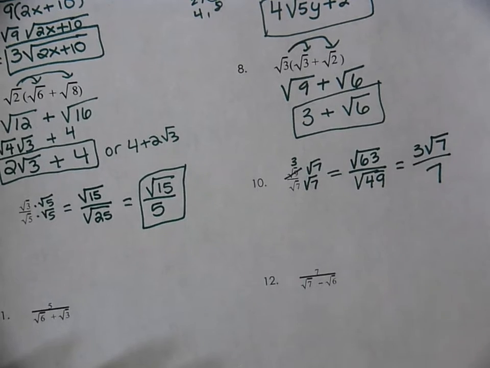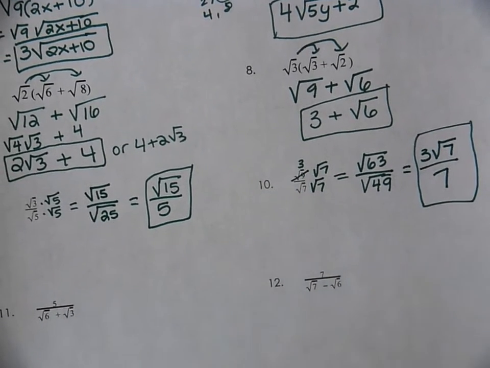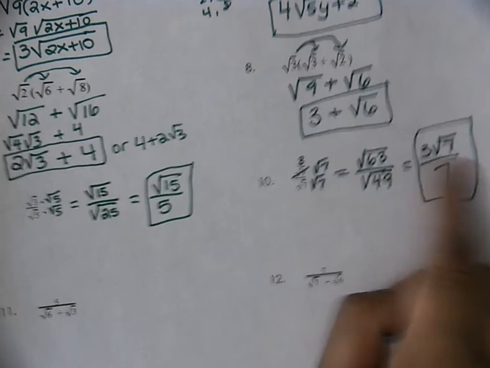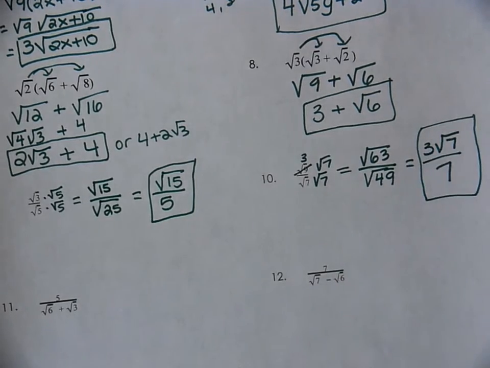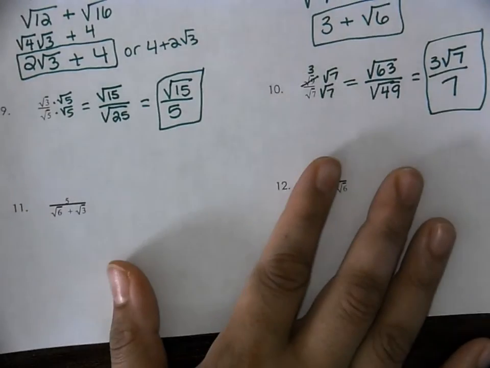But the denominator now is 7, and that's as far as I can simplify it. So you should simplify both top and bottom if needed. Definitely the bottom because you need to get rid of the radical, but the top sometimes has to be simplified too. Now the last two are those conjugate questions that we saw in our notes.